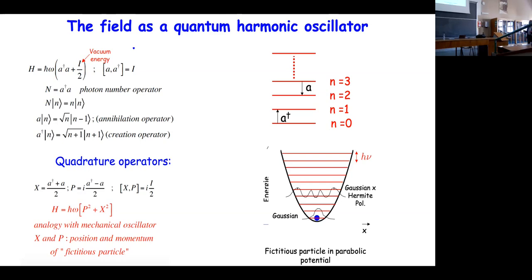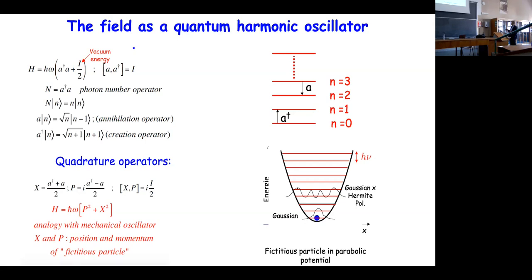X and P are just the position and momentum operators of this fictitious oscillator. And in the context of a field mode, these operators X and P are called the quadrature operators. They are linear combinations of A and A dagger, which obey the same commutation rule as X and P for a mechanical oscillator. And I remind you that for a mechanical oscillator, the ground state is a Gaussian. So the distribution of X values obeys a Gaussian law.